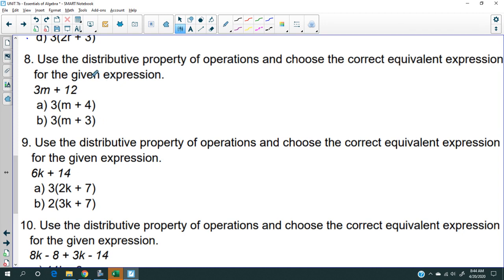So number 8. All right. Go ahead. Do 8 and 9. All right, and then we'll go over it. Okay, so press pause.